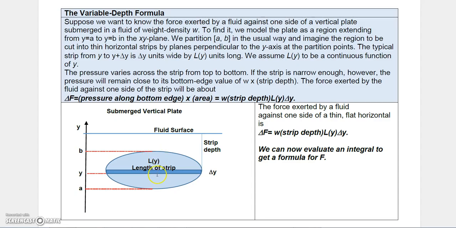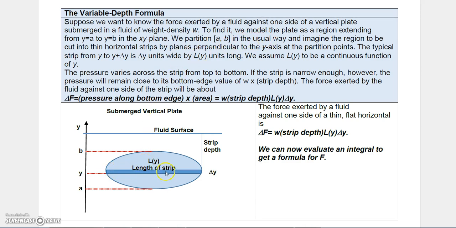Now this plate is submerged vertically, so you're actually kind of slicing that plate through the fluid. Think of it like a big giant plate, and we want to know the water pressure on that plate. To model it, we're going to model the plate as a region extending from y equals a to y equals b. So it goes from y equals a, the lower part of the plate, to y equals b, the upper part of the plate in the xy plane. And we can partition a to b like we normally do into strips.